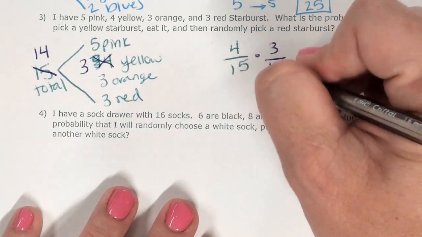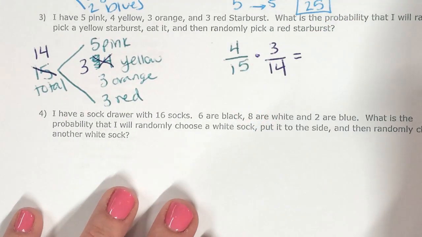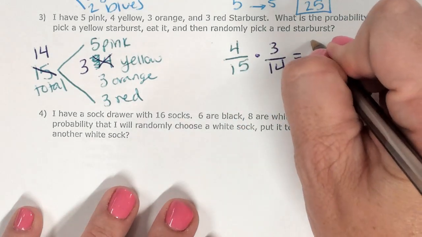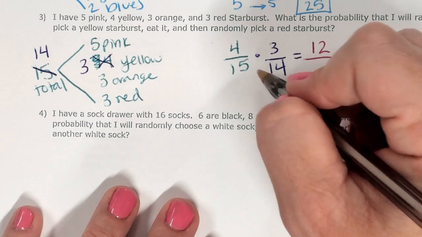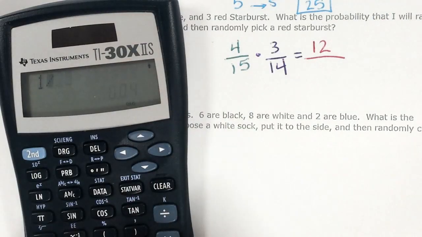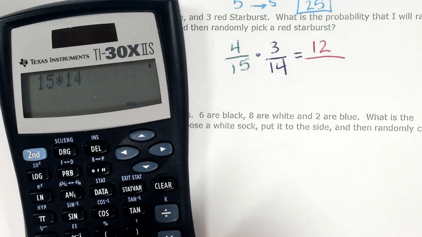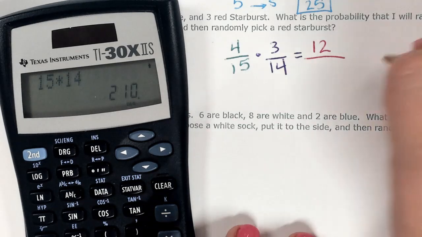Now, neither of those simplify, so we're going to go ahead and just multiply. What is 4 times 3? Over, what's 15 times 14? We get 210.